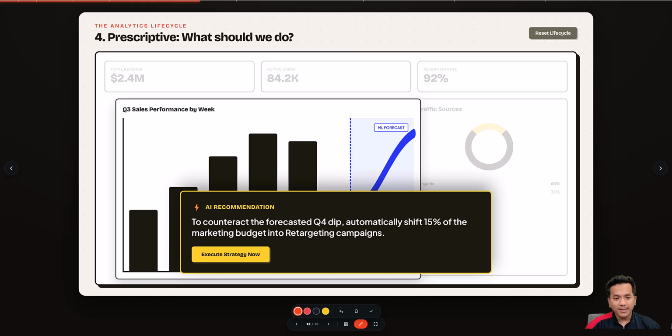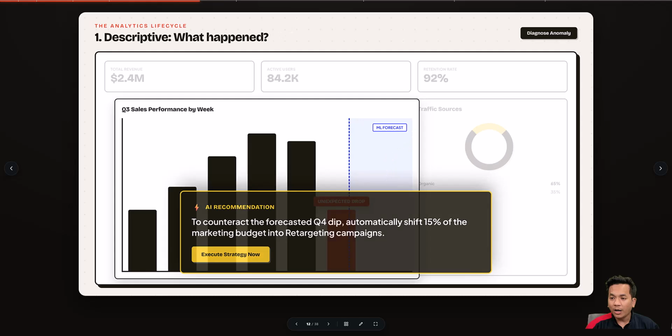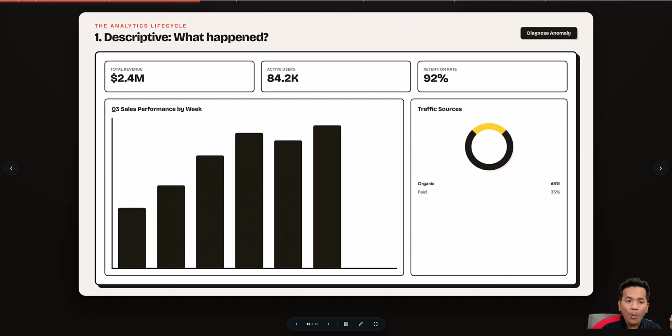Now in this slide, let me just reset this one first. We are going to learn how these relate to one another. All right, so let's start with the most basic one, which is descriptive analytics. Again, remember descriptive is about what happened. Here we can see our top level metrics at a glance.